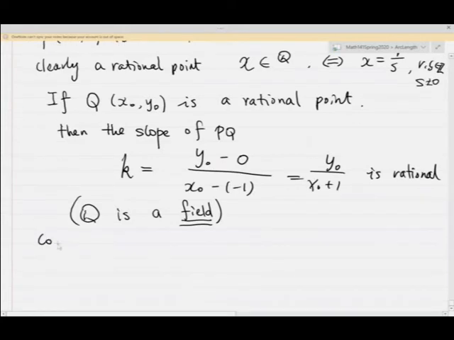Conversely, if the slope t is a rational number.